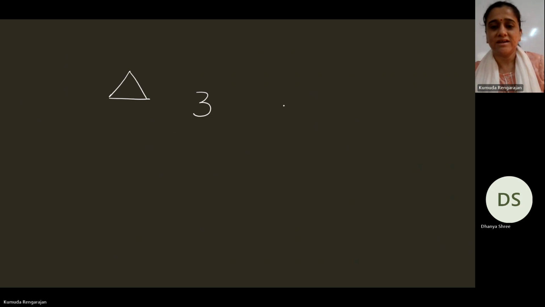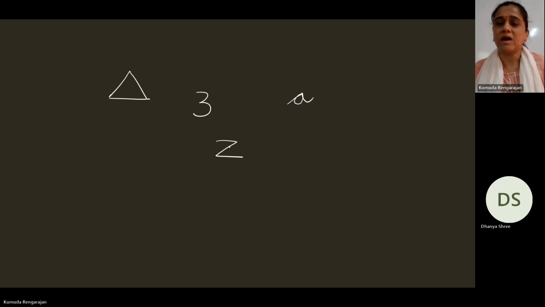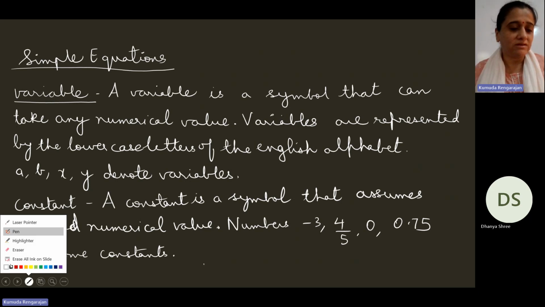So when I draw a symbol like this, you understand it is the shape of a triangle. This is a symbol, and the symbol is read as 3. This is a symbol. And how do you read this? A. Okay, so it's the lowercase a. Uppercase Z or Z, as you pronounce it. So basically, variables and constants are symbols. You understand? Okay. So a variable is a symbol.